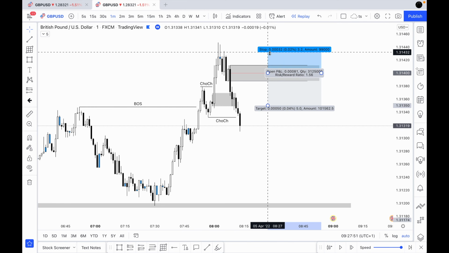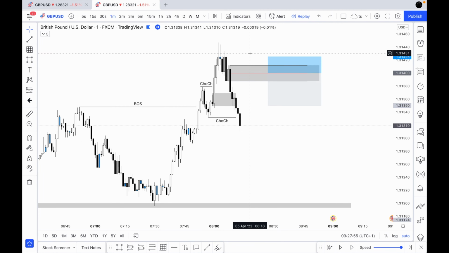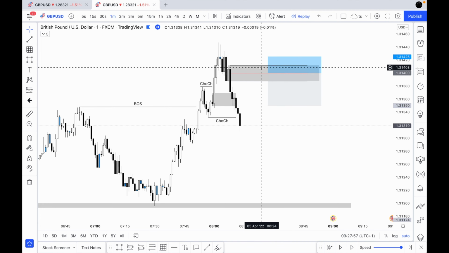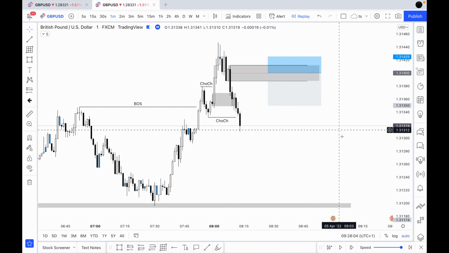So it gives me a little bit more breathing space if the trade does get tapped in. Now if we don't do that and you get a little bit of a push past the supply zone, you may get tagged out and the trade would end up going without you.